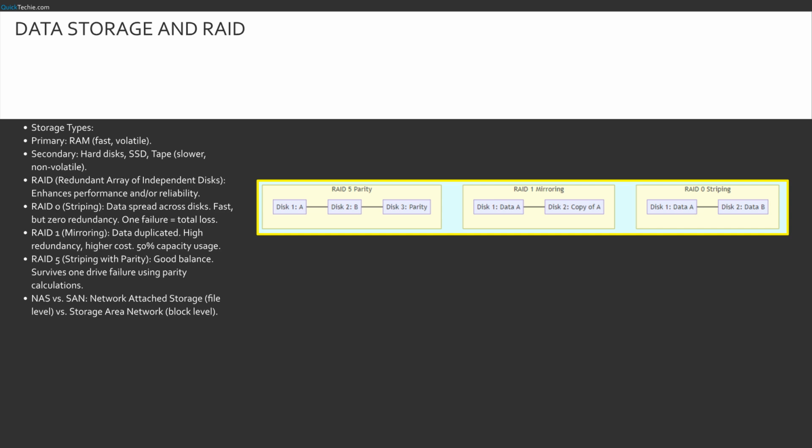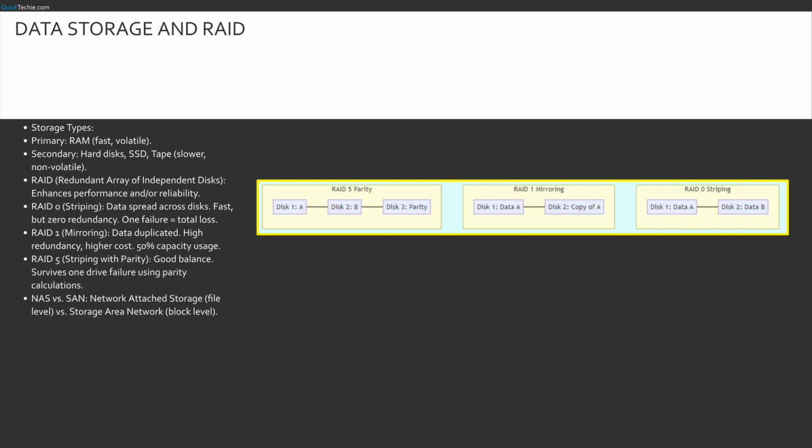RAID 1 is mirroring. It keeps an exact copy. It's safe but expensive, because you buy 2 drives to get the capacity of 1. RAID 5 offers a balance by using parity data spread across disks, allowing you to survive a single drive failure. Auditors must check configuration. Are critical systems on fault-tolerant RAID levels? Also, distinguish between NAS, file-level storage like a shared folder, and SAN, block-level storage for high-performance databases.